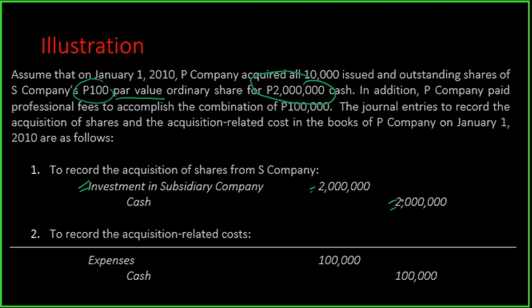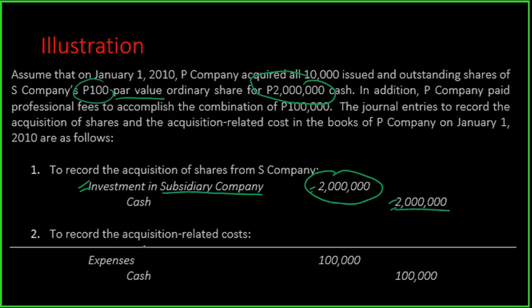As you can see, you did not record the assets. Liabilities were not assumed. Why? Because the assets and liabilities are not transferred to the parent. What we are doing here is just acknowledging, trying to measure our interest in the subsidiary. So it's just as good as saying, I have an interest amounting to 2 million in subsidiary company. How did you get that interest? Well, by paying 2 million pesos.